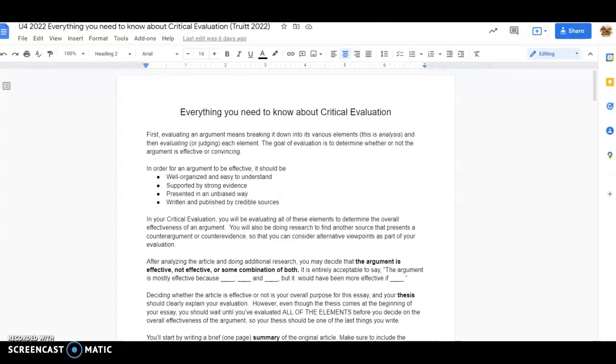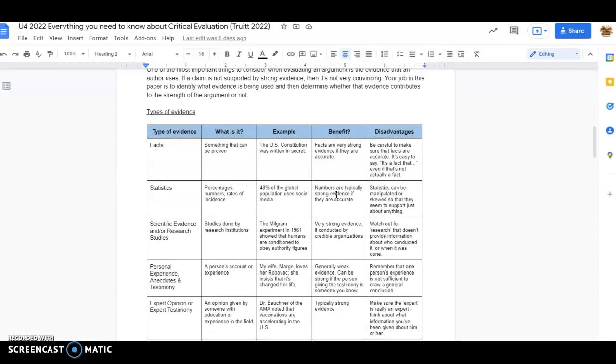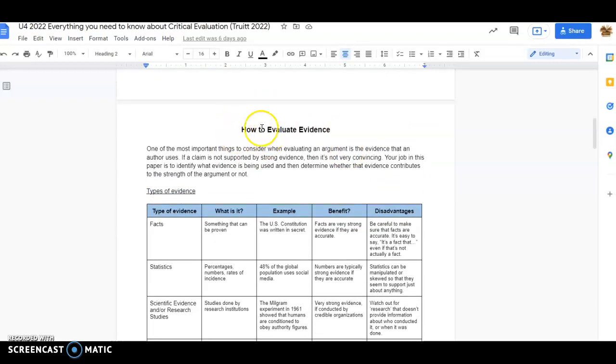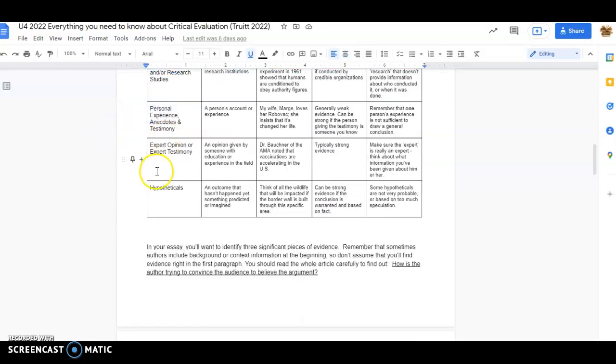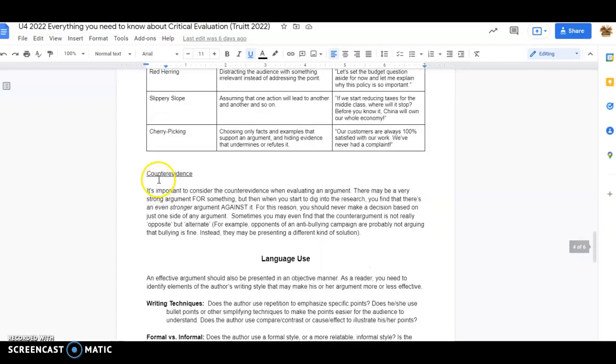And I've also incorporated this. It's kind of like a cheat sheet for the essay. It's got all of the information that you need in one place. Now, this is obviously like a smaller version. It's not everything there is to know about evidence or language use, but this is like the Cliff's Notes version. It's a smaller, targeted selection of information, and it's all combined into one document. So this talks about how to evaluate evidence. You've got types of evidence, evaluating evidence, persuasive appeals, fallacies, counter evidence.